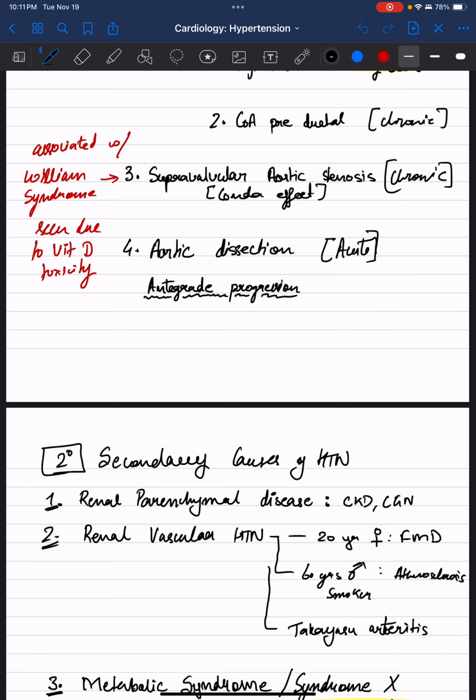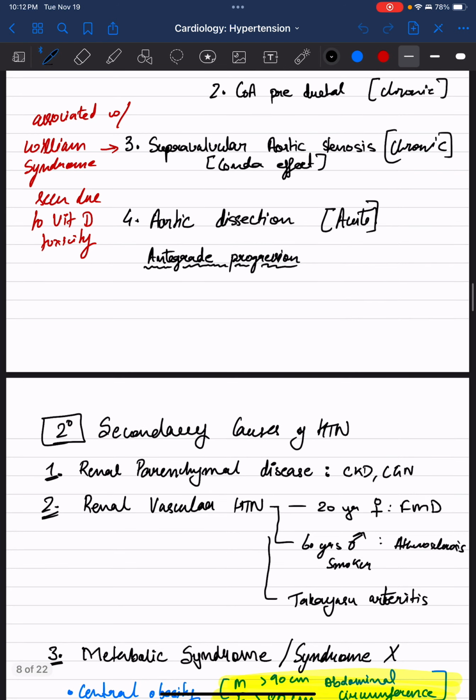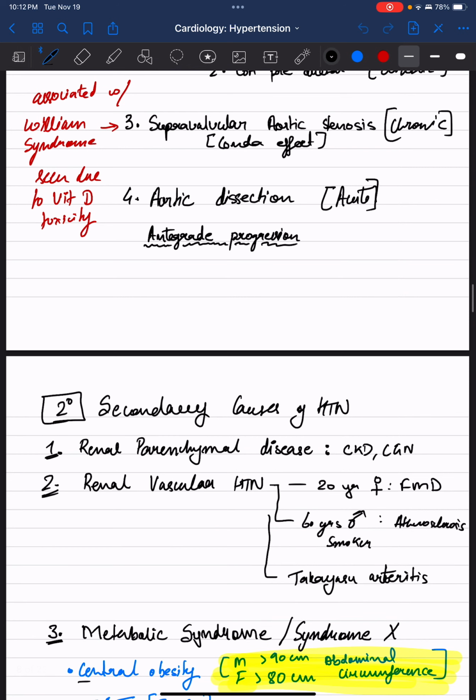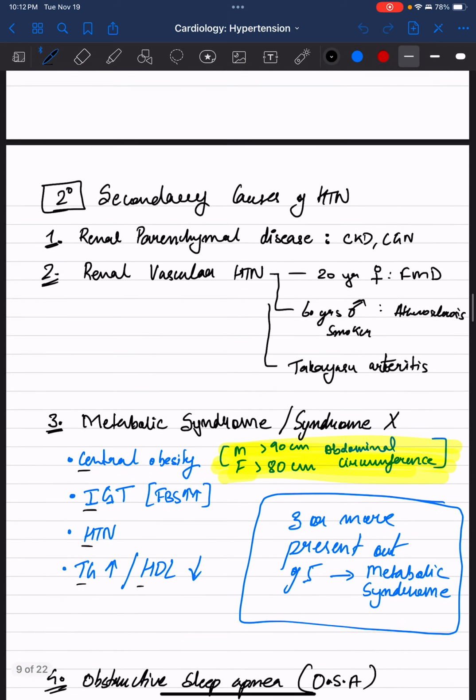Supravalvular aortic stenosis is associated with Williams syndrome, and there's aortic dissection, which is an acute disease, and it is acute in nature and not chronic. And there's an antegrade progression in aortic dissection. Supravalvular aortic stenosis can be seen due to vitamin D toxicity.